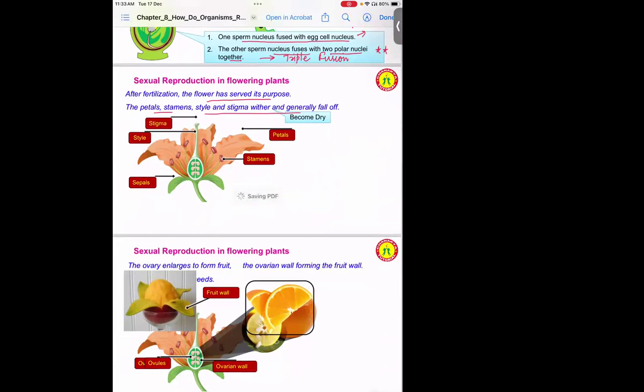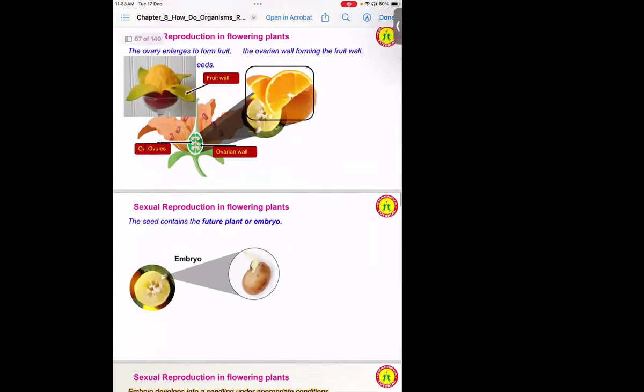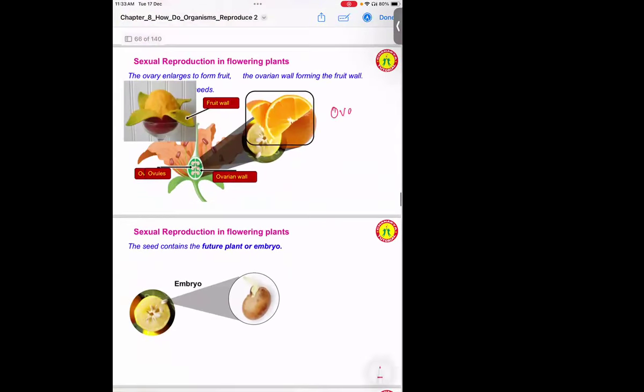Whereas, one more thing, what happened after the reproduction, the ovary will get converted into the fruit and the ovule will get converted into the seed. Now, this is a 2-marker question for your board exam. Here, most of us make the mistake. I'll tell you the trick.